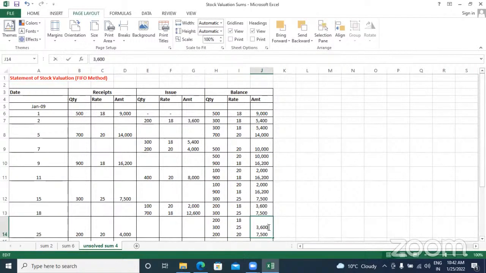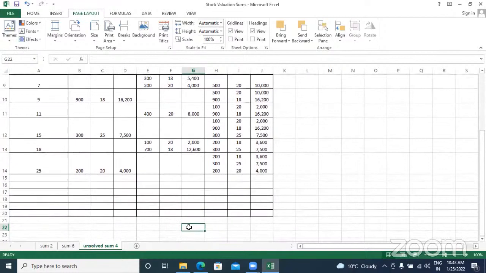So what is the value of 200 units which are purchased at the rate of 20 rupees? 4,000. So the first two stocks will be copied: 200 into 18, 300 into 25, and then 200 you will bring down again. Students, is it clear? Yes, ma'am.